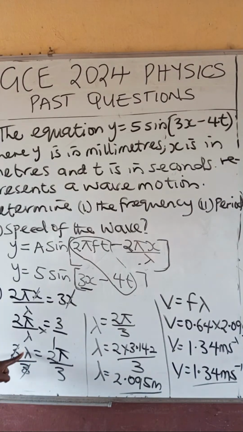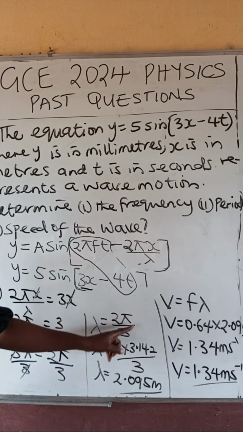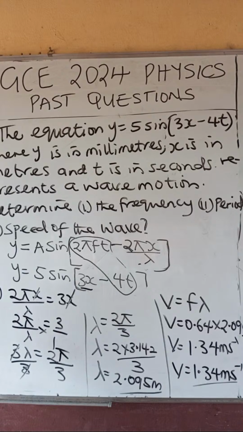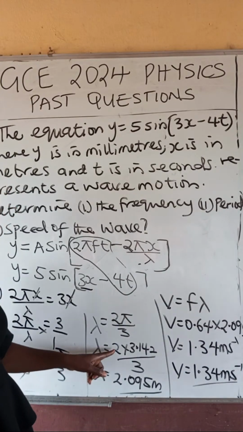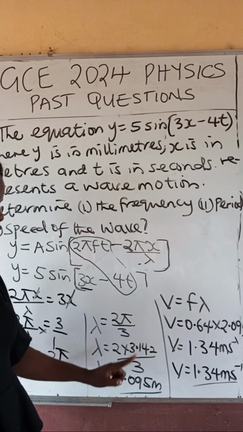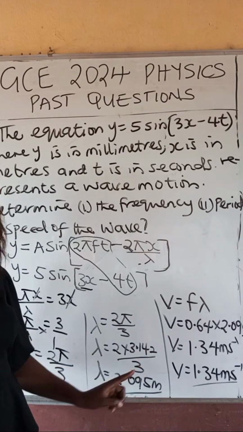I have 3 lambda is equal to 2 pi. Then because I want to make lambda the subject, I divide by 3. I have lambda is equal to 2 pi over 3. So let's substitute, because pi is 22 over 7 or 3.142. So I have 2 times 3.142 divided by 3. So my answer gives me 2.095 meters.